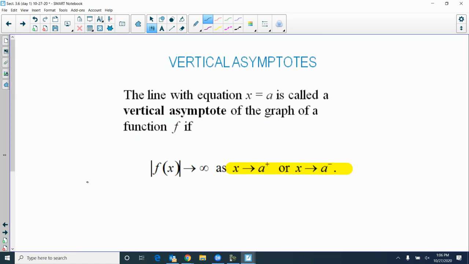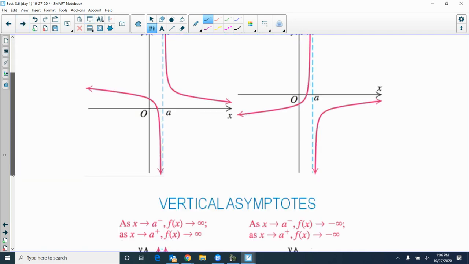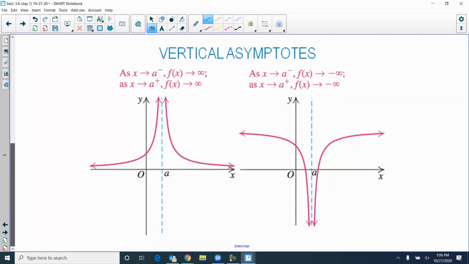Now you got those pictures there. It's a little bit fuzzy, but this is what it's saying. Same thing I just talked about. As x approaches a from the left, f of x is going to negative infinity. As it approaches it from the right, f of x is going to positive infinity. And you got the different options here. Now here it's flipped. It's going to positive infinity from the left, negative infinity from the right. And then the other two, they're both either going to positive infinity or negative infinity.